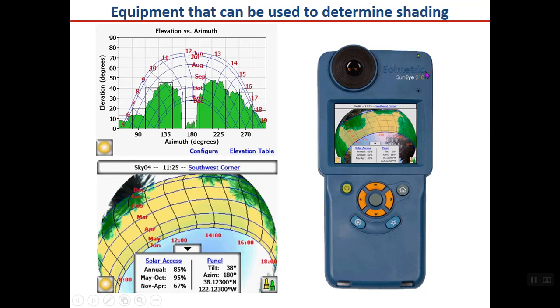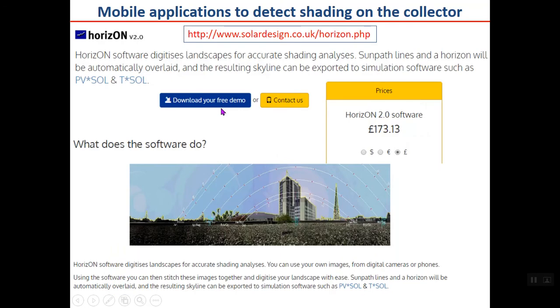For example, Solmetric has a device like this one, and some other versions of it, which may be used to calculate the effect of shading by south objects on the solar panel. There are also mobile apps to do that. For example, these are just samples, because I do not recommend either to use or not use them. These are just samples, and you may find a lot more by Googling.